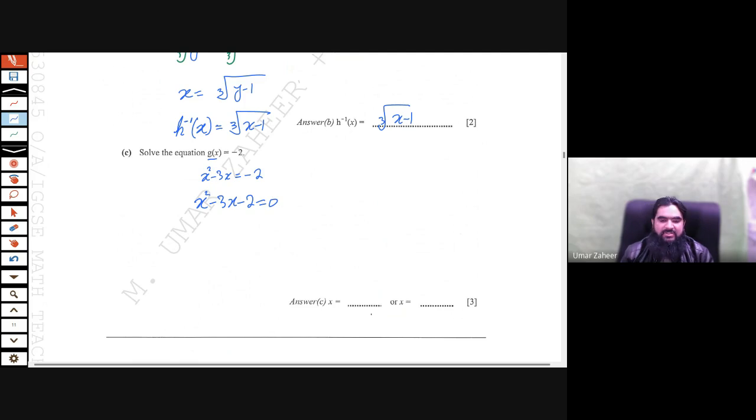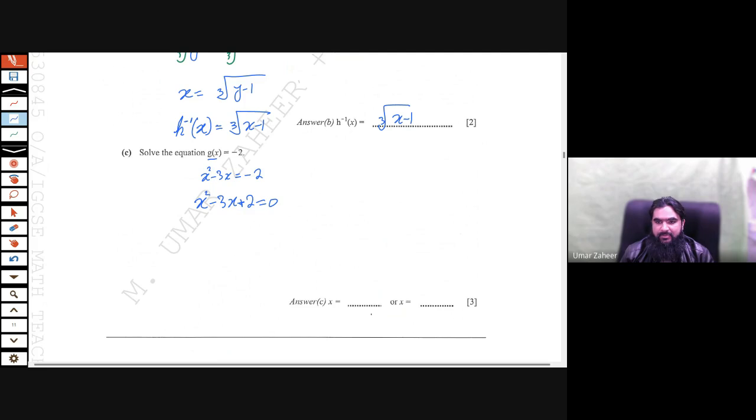Now look here, it is a quadratic equation. So we have to solve it with any method: by completing the square, or the quadratic formula, or factorization if it is possible. We can do it with the factorization method as well. So minus 2 will become plus 2 here, sorry.